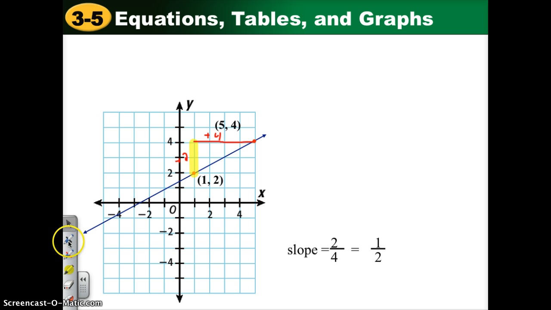Since it reduces to 1 over 2, let me see what that looks like. If I were to rise 1 and run across 2, I should find another point on my line, and I do.